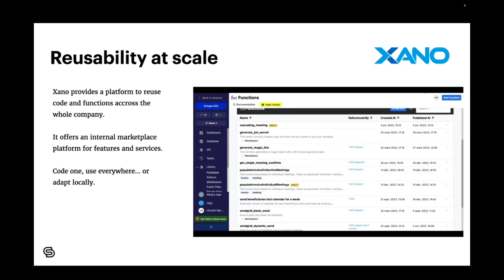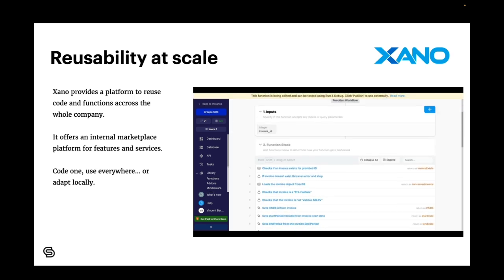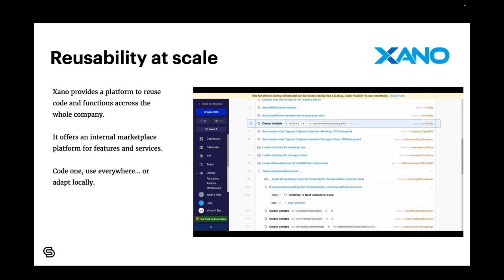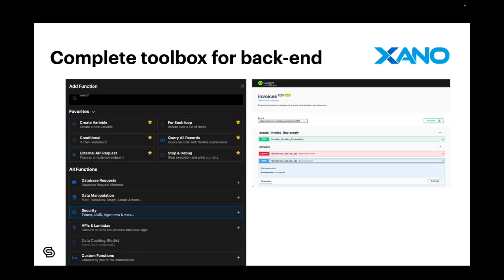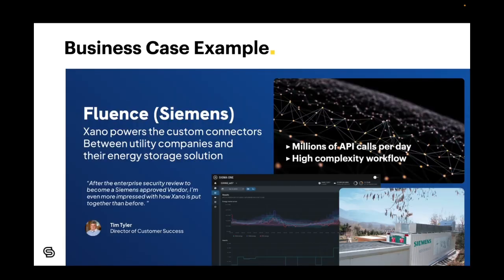Finally, Xano promotes company-wide code reuse through an internal marketplace, enabling a code once, use everywhere approach with options for local adaptation. Xano is a comprehensive back-end toolbox used by some of the world's largest companies, including Siemens, which owns Mendix, but opts for Xano to handle millions of daily API calls, supporting their entire back-end systems.